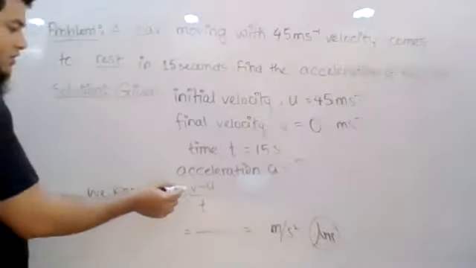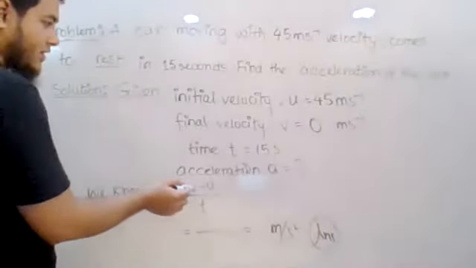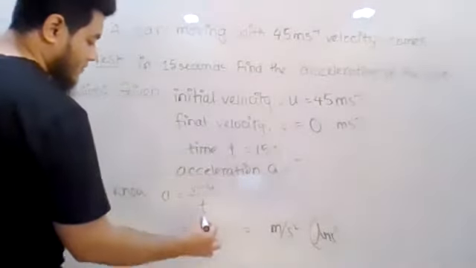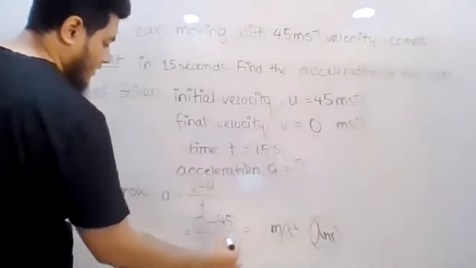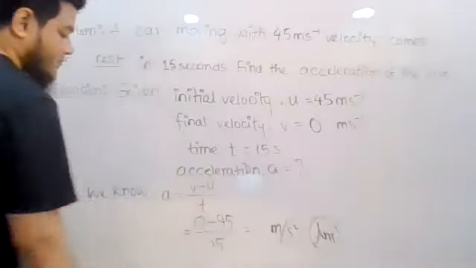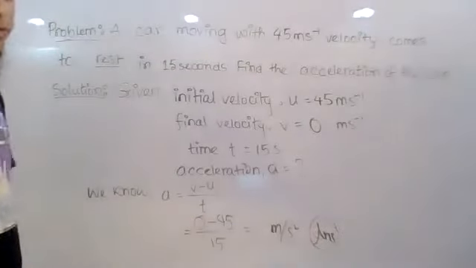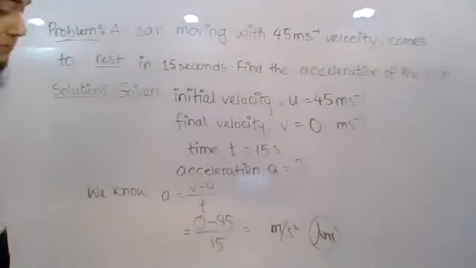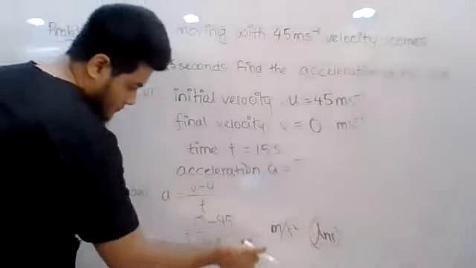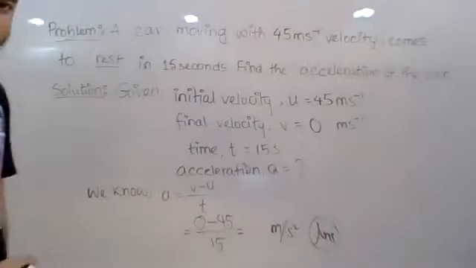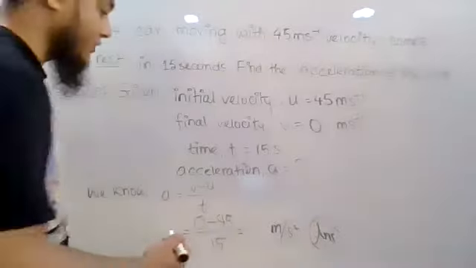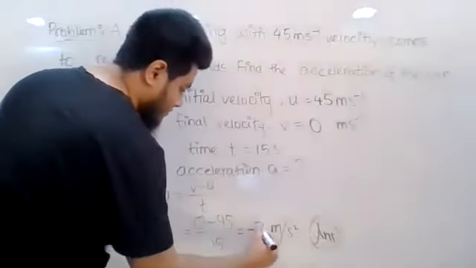So acceleration now: final velocity minus initial velocity. Final velocity we have 0 here, minus 45, divided by 15. Now what is the result going to be? So minus 45 divided by 15. What is it? Minus 3.